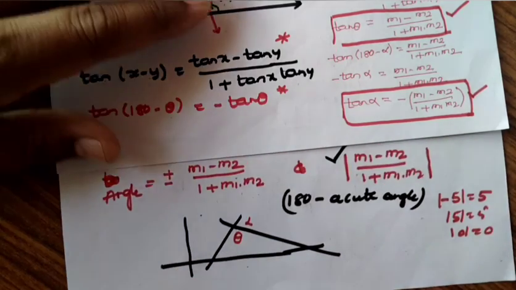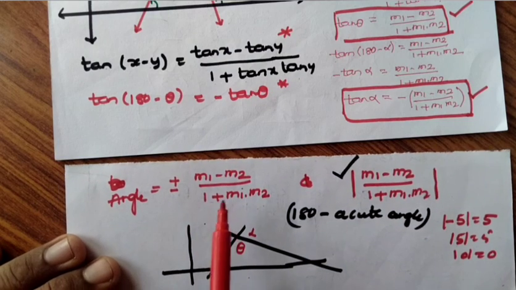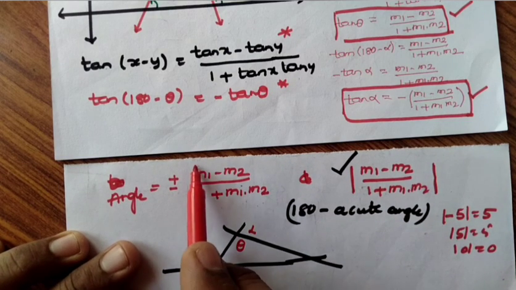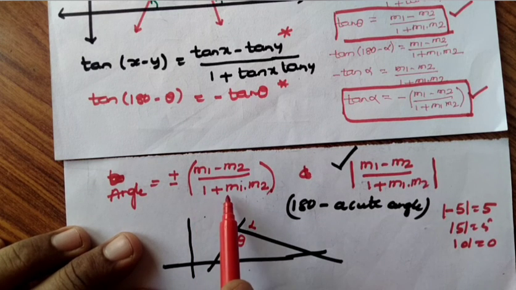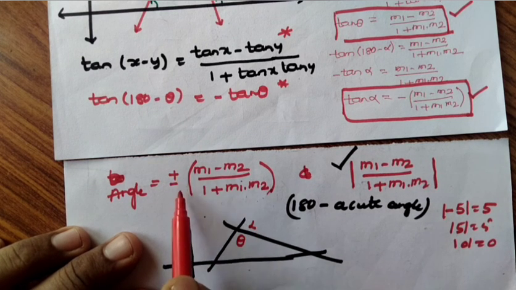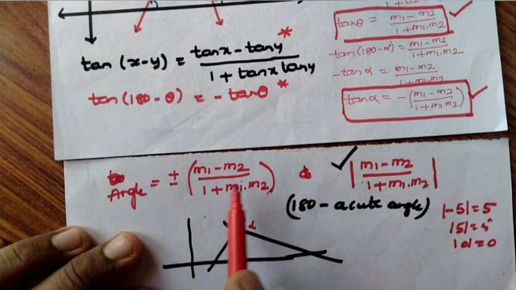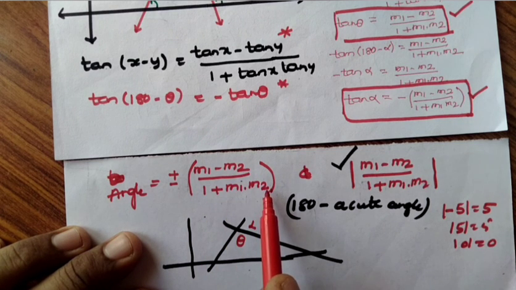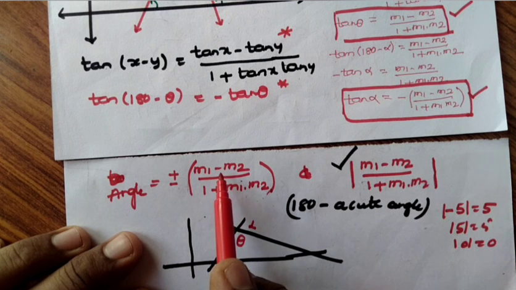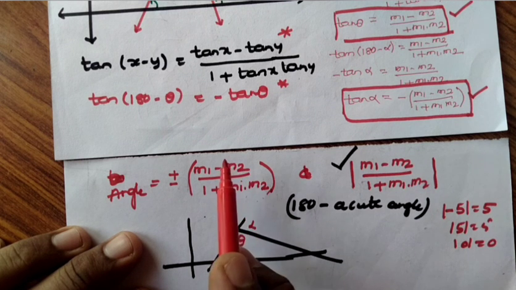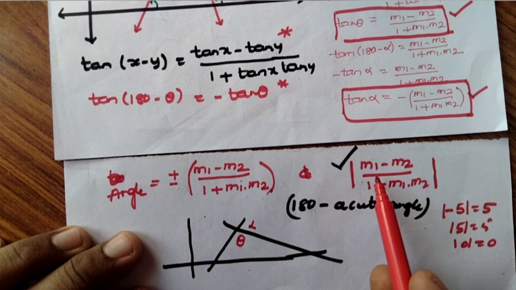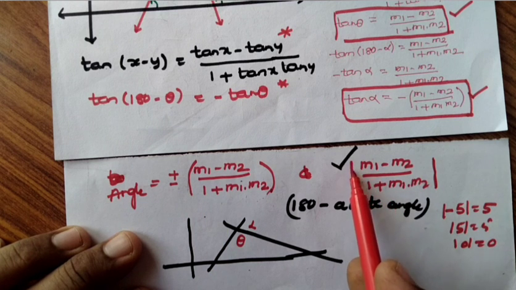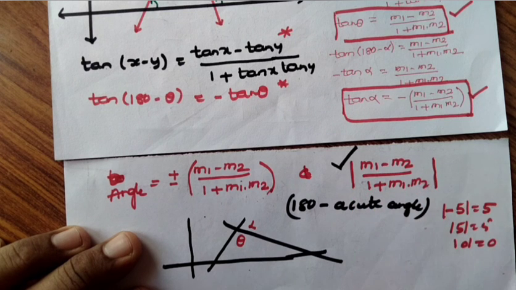Okay. So what we have learned today is that the angle between two intersecting lines is given by the formula m1 minus m2 divided by 1 plus m1 into m2, plus or minus, where m1 and m2 are the slopes of the two lines. To find particularly the acute angle, we use this modulus symbol. Okay, I hope all of you got it.